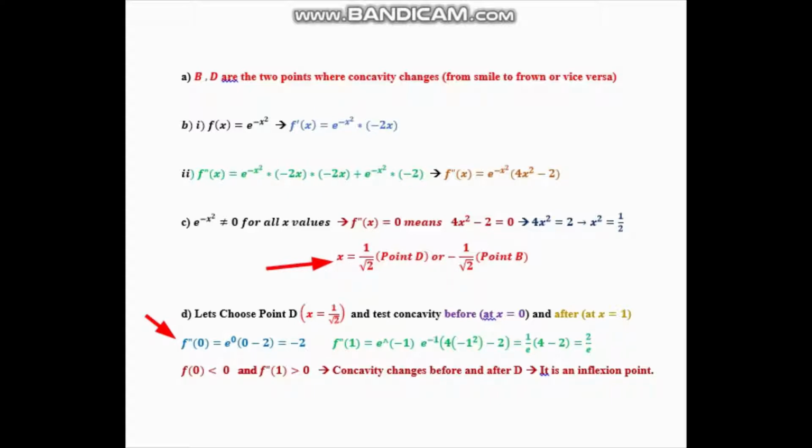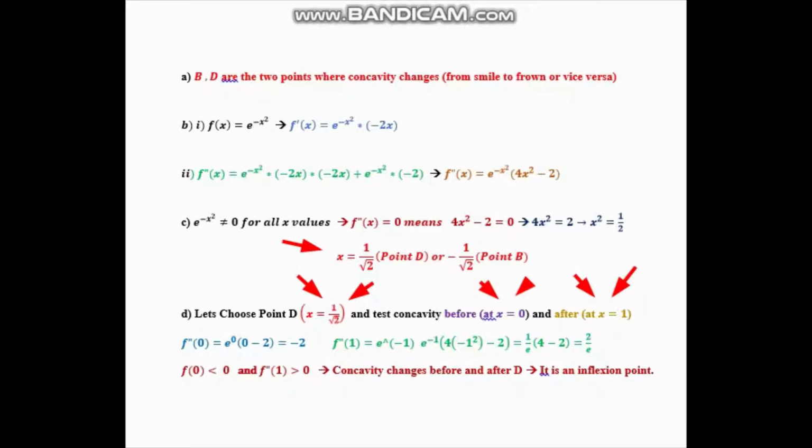So we already know that these are the 2 values that make f double dash equal to 0. So I've already proven this property. I now need to prove the property that f double dash changes sign for either one of these 2 values of x. I've chosen the positive value, you can choose whichever you like, and I shall test concavity before this value. So this value is 0 point something. So I shall test concavity at x equals 0 and x equals 1. I shall test f double dash before the point, so at x equals 0, and after the point, at x equals 1.